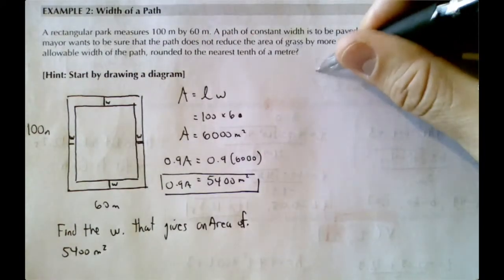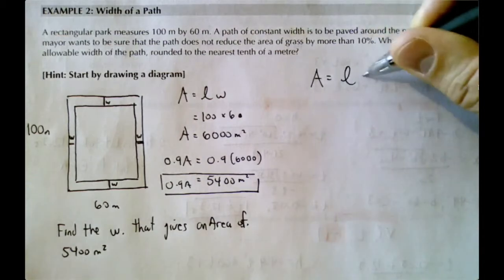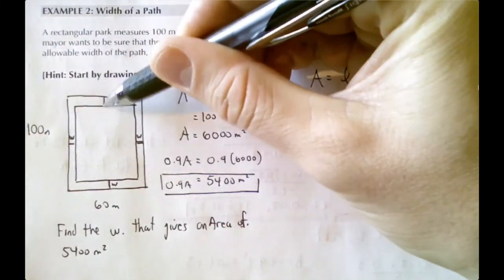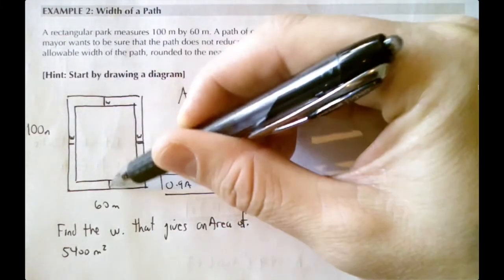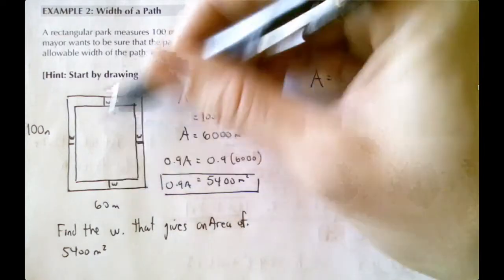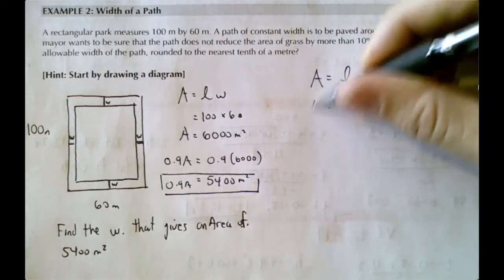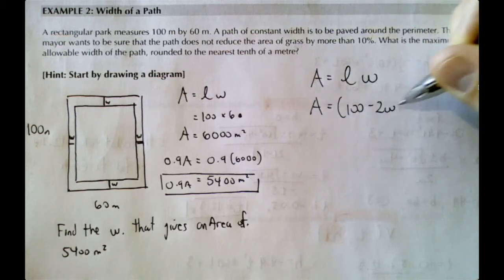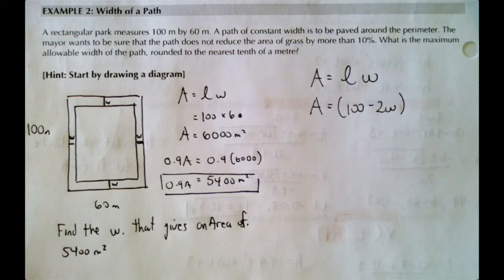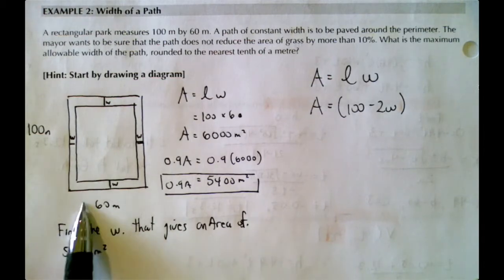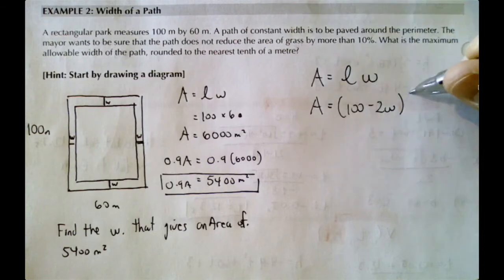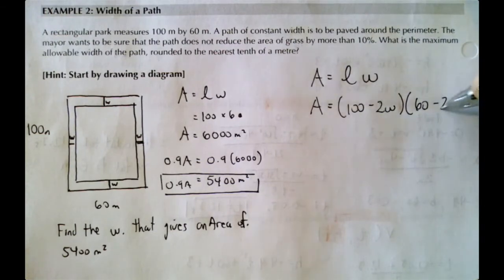How do we do that? Well, area is just length times width. So let's look at our length. Our length was 100, but we chopped off a little bit of W here and a little bit of W here. So 2 W's we took off. So that means our length is now, instead of 100, 100 minus 2W. And our width was 60, but we took off a W and we took off another W. So our width is now 60 minus 2W.